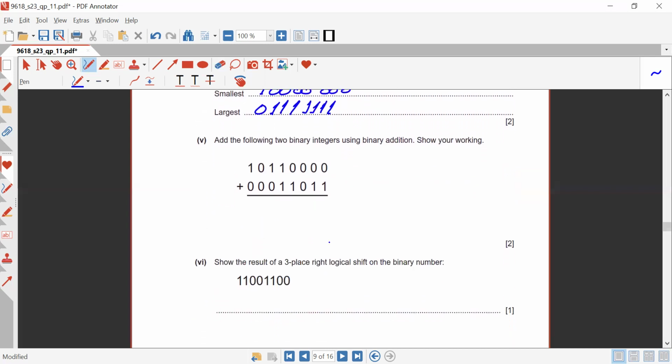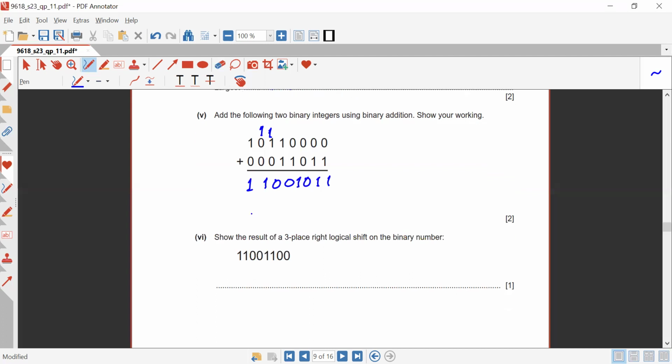Okay, now they are saying add the following two binary integers using binary addition. Show your working. So 0 plus 1 will give you a 1. Again, 0 plus 1 will give you a 1. Then 0 plus 0 is 0. 0 plus 1 is 1. Now 1 plus 1 will give you a 2. The binary format of 2 is 10, so 0 at the bottom, 1 carried at the top. Again, it's making up a 2, so 0 at the bottom, 1 at the top, 1 right over here, and 1 right over here. So this is how you need to do this part.